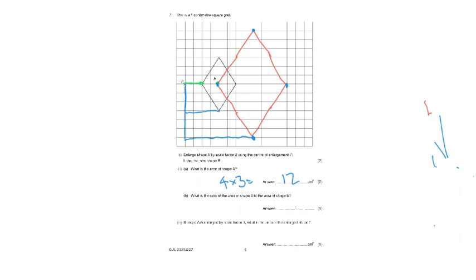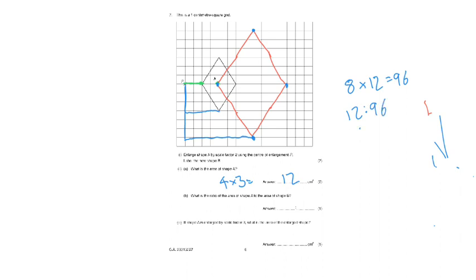What is the ratio of the area of shape A to the area of shape B? Well, two ways you can do that. You can either say, okay, I'm going to work out the area of this one. So rather than 4 across, it's 8 across, rather than 6 it's now 12. So 8 times 12 is 96, and the ratio is going to be 12 to 96.